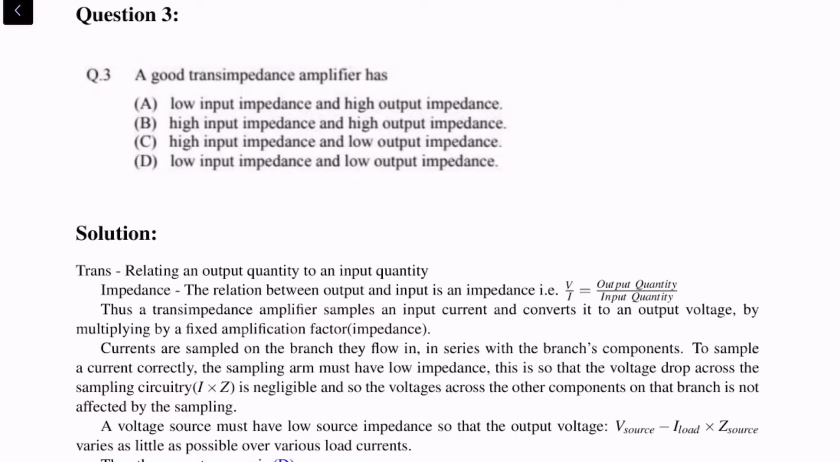In this question, we are asked the characteristics of a good transimpedance amplifier. So the word "trans" means it is relating an output quantity to an input quantity. And what is the relation? The relation is an impedance, right? The second part of the word. The relation between output and input is an impedance.